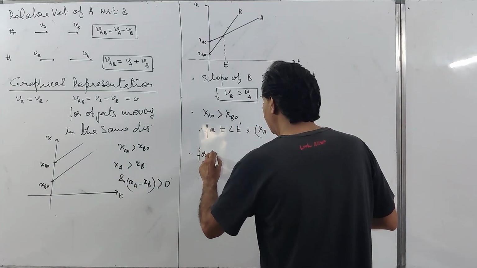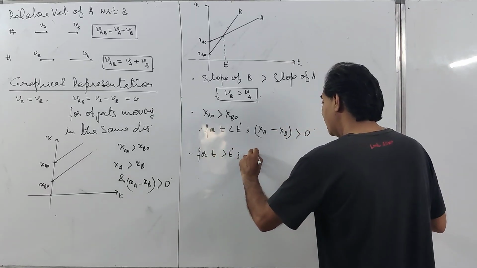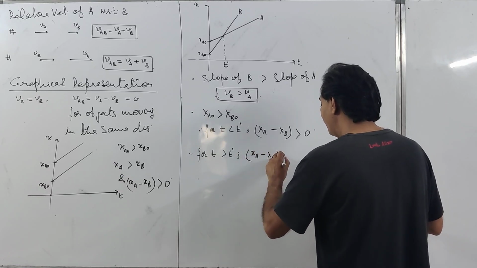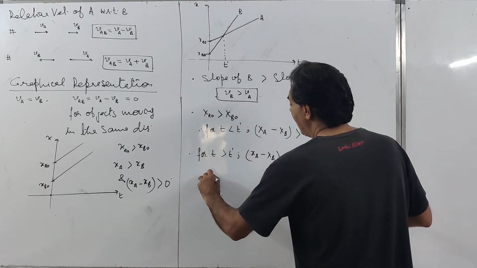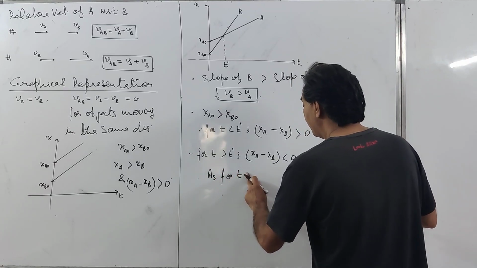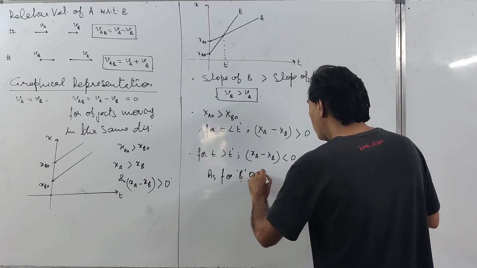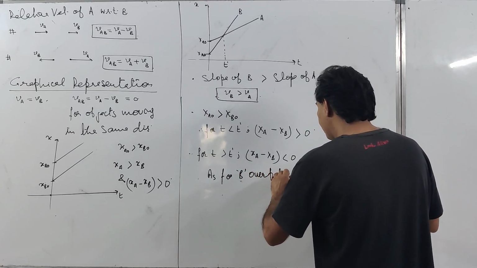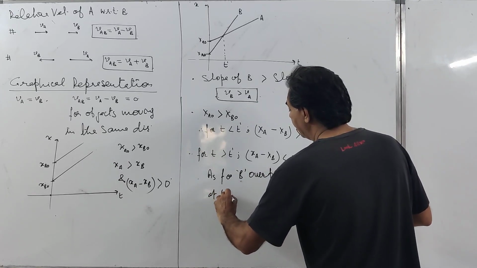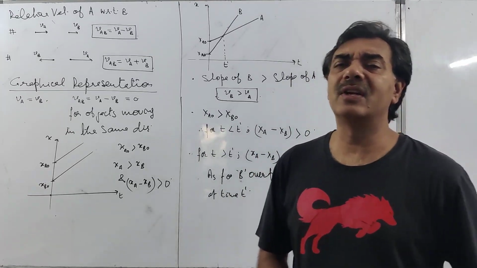For t greater than t dash, xa minus xb will be less than 0. As for t, as B overtakes A at time t dash. Very, very interesting.